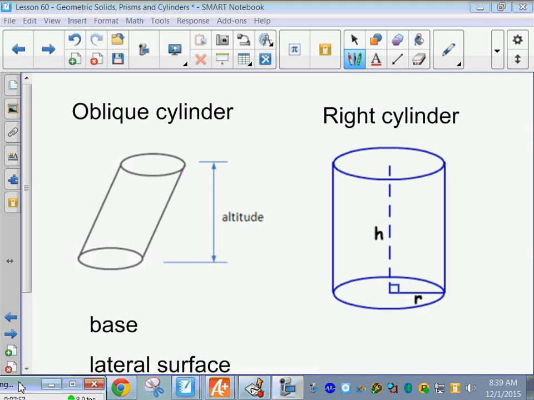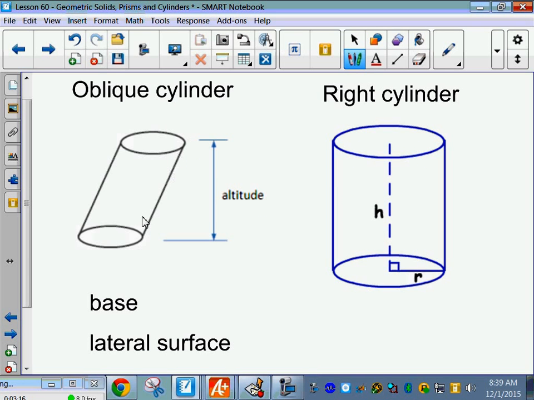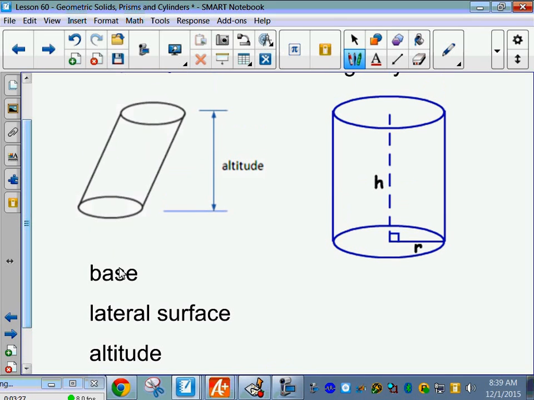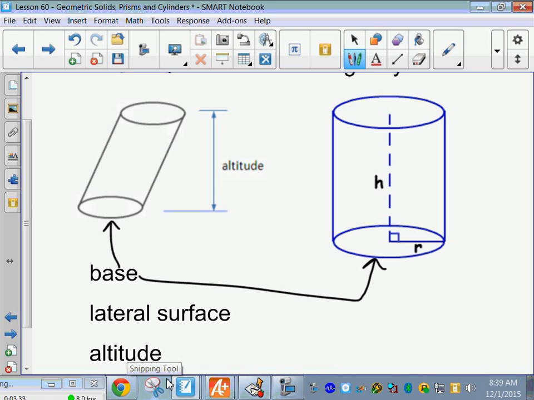We also have oblique cylinders. An oblique cylinder is sideways. That was very politically incorrect, Ben. Don't repeat it. All right, base. This is the base. This is the base. A right cylinder, you guys, goes straight up. Oblique goes to the side.